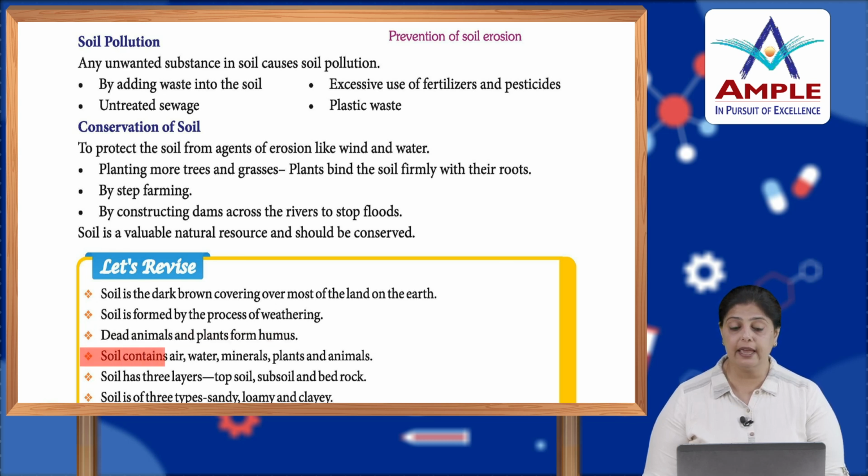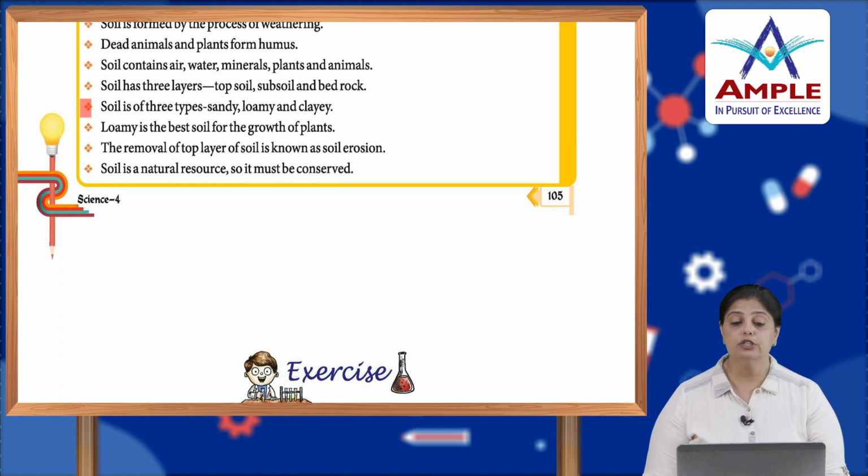Soil contains air, water, minerals, plants and animals. Soil has three layers: topsoil, subsoil and bedrock. Soil is of three types: sandy, loamy and clayey. Loamy is the best soil for growth of plants. The removal of the top layer of earth is known as soil erosion, and soil is a natural resource, so it must be conserved.